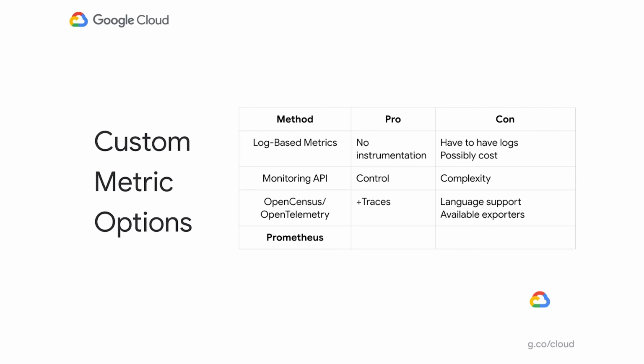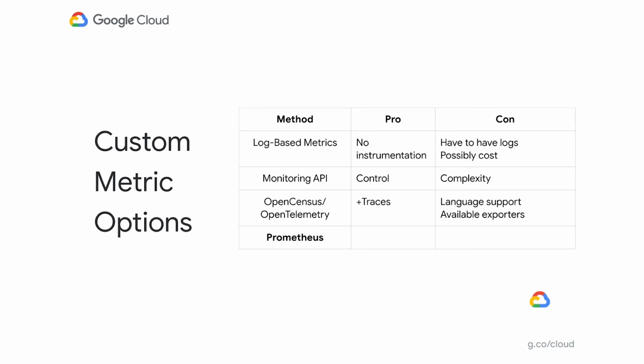The trade-offs are going to be what language is your application written in? Does OpenTelemetry or OpenCensus support your application language? And specifically in the case of OpenTelemetry, how are you going to get the metrics into the backend? Are you willing to manage the Prometheus infrastructure to get that ingestion to happen?